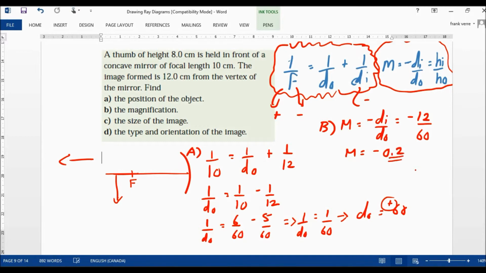So what this means is that it's 20% the size of the original, and it's negative, which means it's upside down. So if our object is upright, the image is upside down, and that makes sense according to this little diagram. Of course, now we can figure out what the height of the object is.